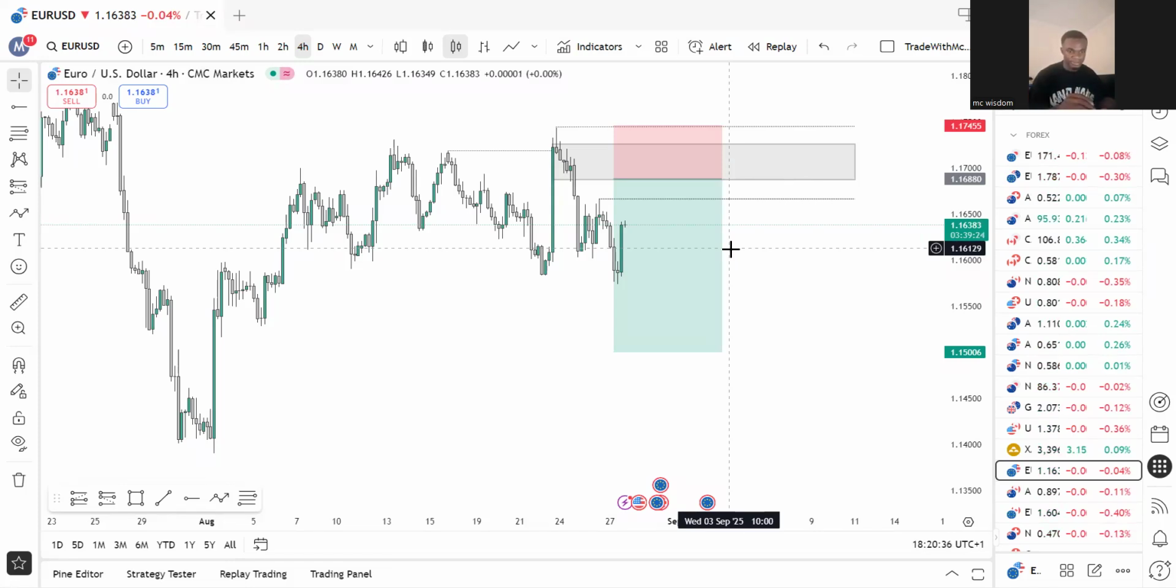As we all know, today is the 27th day of August 2025, and here we have the EUR/USD setup.